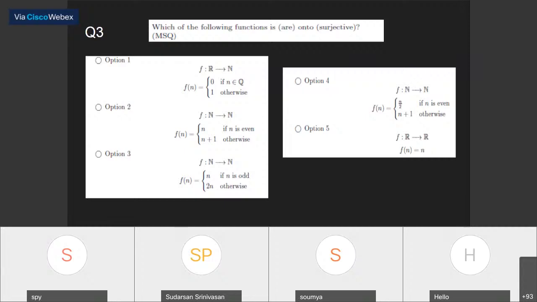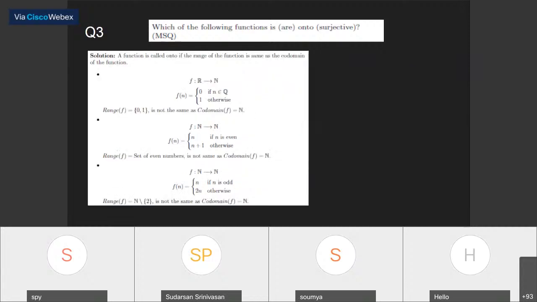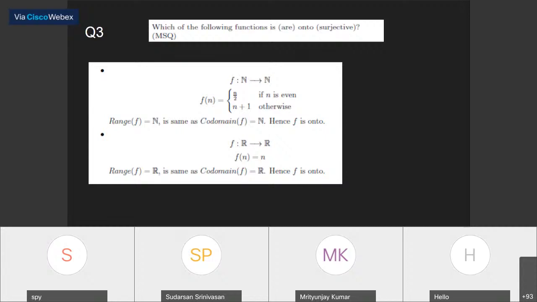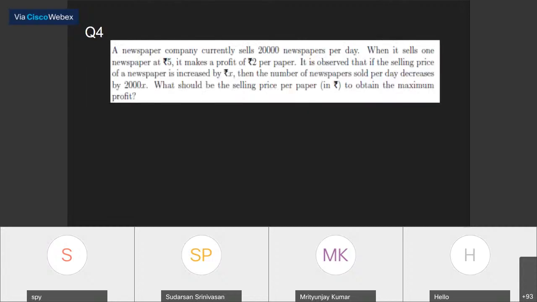Okay, so we move to this question. First three options are not correct. Now options 4 and 5 are correct. So options 4 and 5 represent surjective functions, and options 1, 2, 3 are not surjective. The solutions are given there. We have already discussed in detail, so we move to another question.